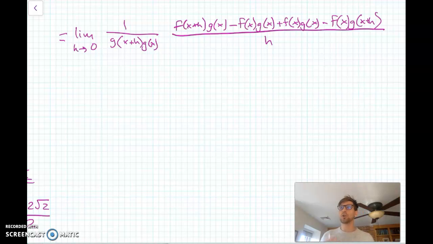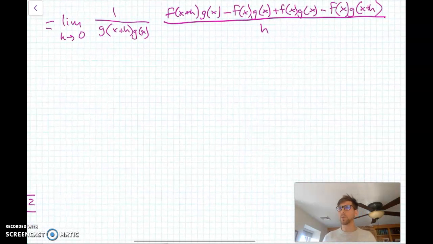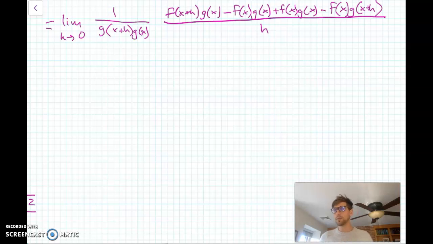And so next, the larger fraction is going to be broken up in a way that I believe you'll be able to see where we may be headed with this. So, again, I don't want to lose track of what it is that we're finding.